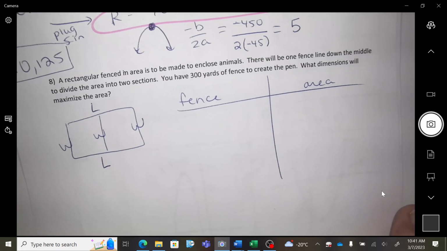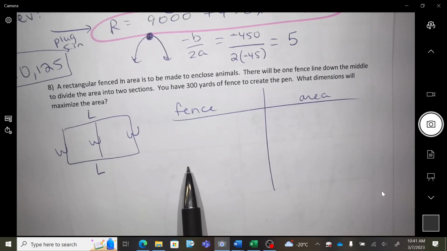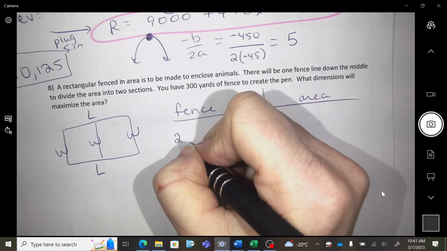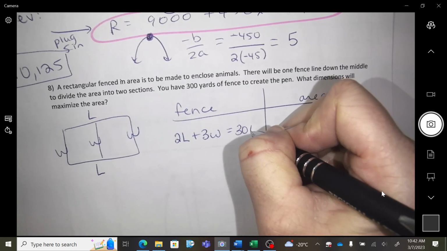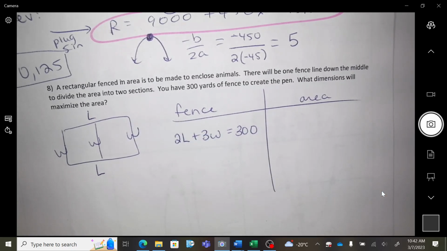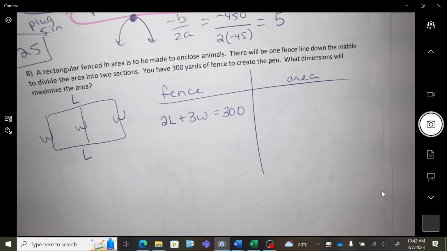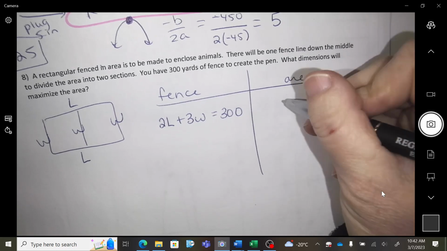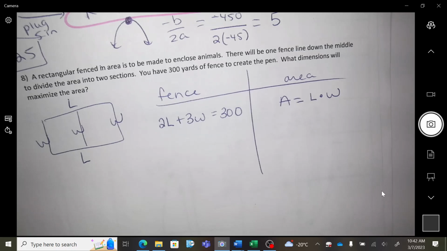Okay, so kind of 2 parts to this question. The first part is something to do with the fence. So how do I add up all the fence that I'm doing? So 2 L's plus the 3 W's makes 300. So that's how much fencing I have. And then when I'm working with the area of this, area equals length times width.